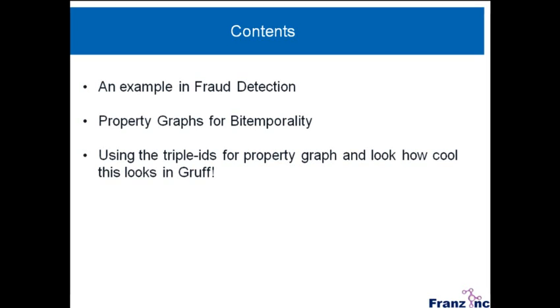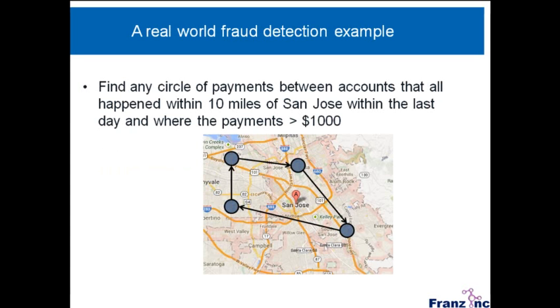And then finally, we can also use the triple-ids of triples to create property graphs. And actually we can then even show it in a graph. I think it's fairly unique that we can have a graph where we have reification and property graphs and show that in a visual display. So okay, let me start. Let me start with fraud detection.